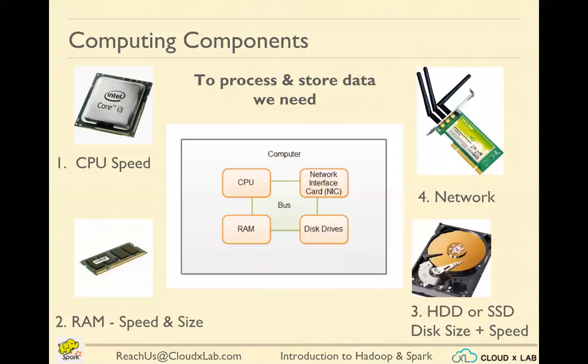Hard disk drives are generally of the size of 1 TB, and solid state drives are generally of the size of 256 GB. Right? So you can see that hard disk drive or solid state drive are bigger in size than RAM, and they keep the data permanently, but they are slower compared to the RAM.